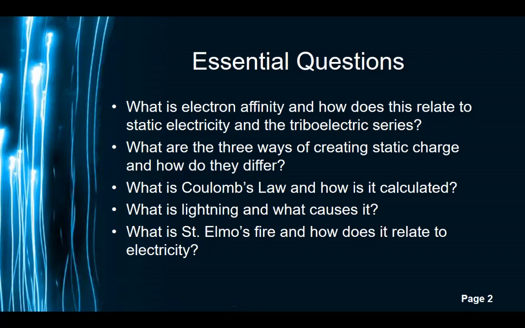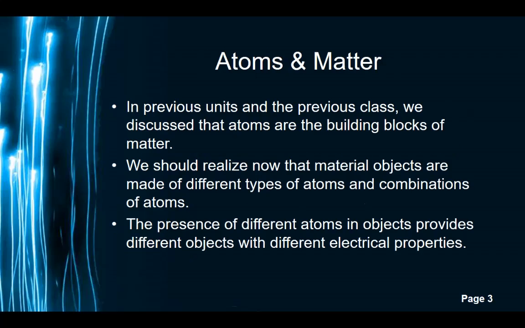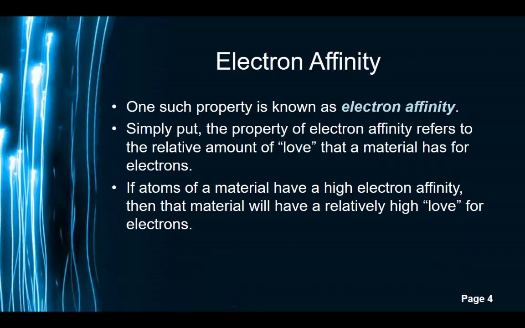Now, if you remember at the beginning of this term, we were talking about matter and thermodynamics, the structure of atoms, different kinds of molecules, these types of things. We've discussed that atoms are the building blocks of matter, and we should realize at this point that material objects are made up of different types of atoms and combinations of atoms. The presence of these different atoms in different objects provides them with their own different electrical properties. One of these properties that we want to take a look at here is electron affinity.